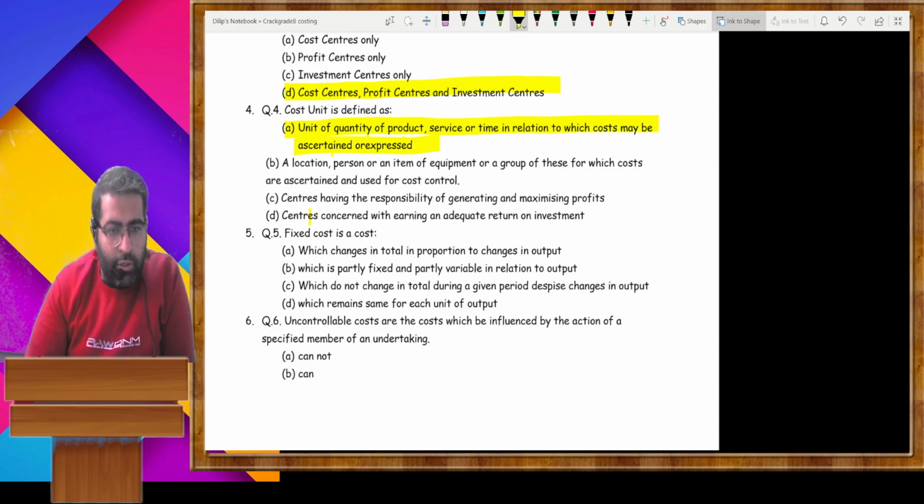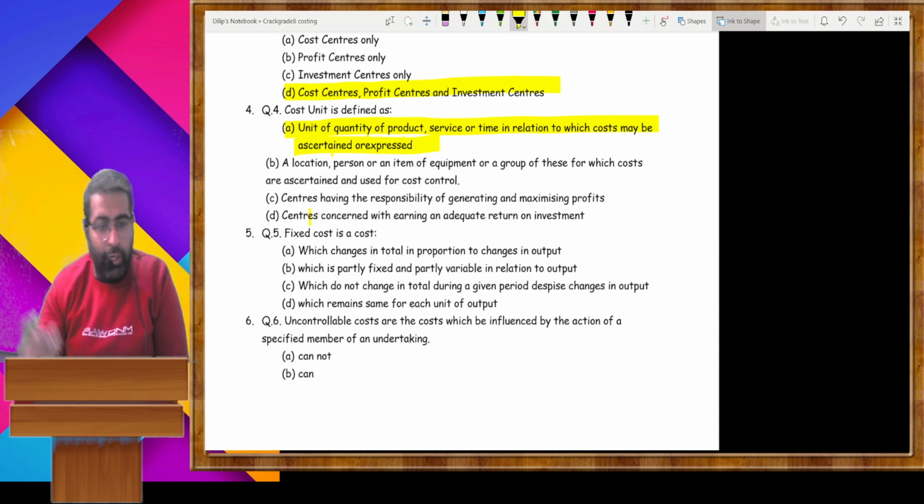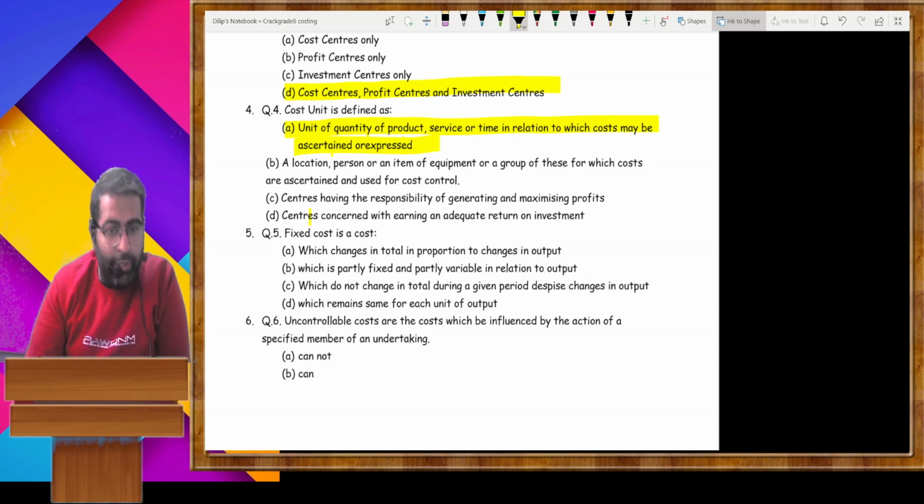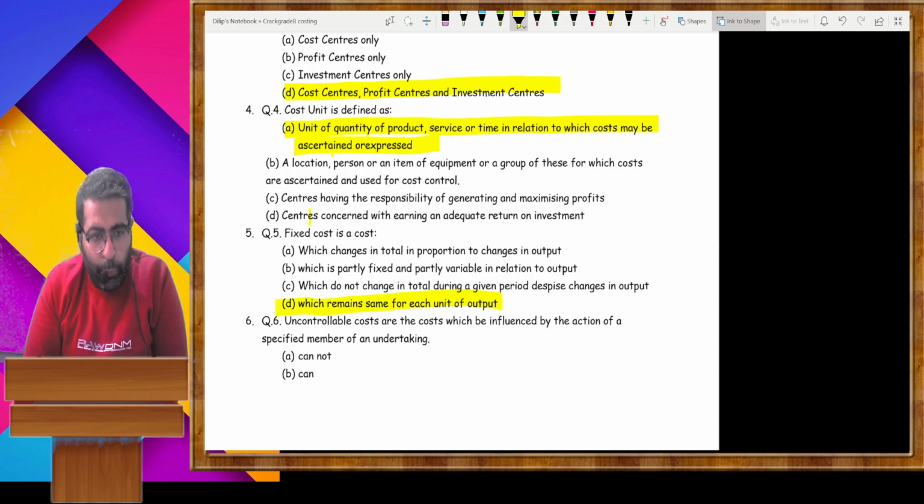Fixed cost is a cost. Listen very, very carefully. Fixed cost we discussed in earlier classes. Which changes in total proportion to change in the output? No. Which is partly fixed, partly variable? No, it is a character of the semi-variable. Which does not change in total during a given period, despite changes in output? No. Which remains the same for each unit of output? Yes, it is the correct answer.